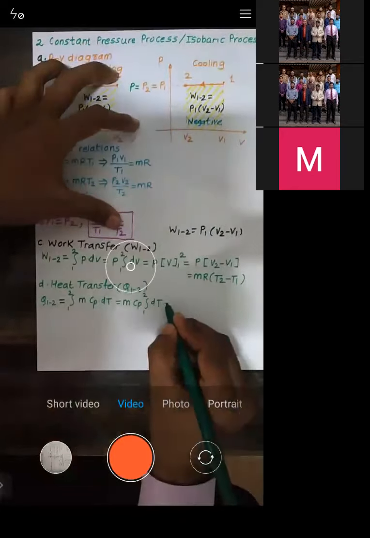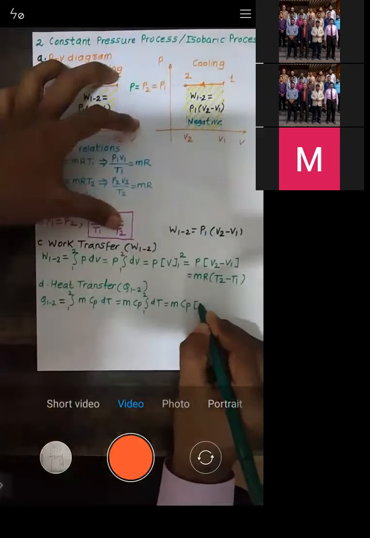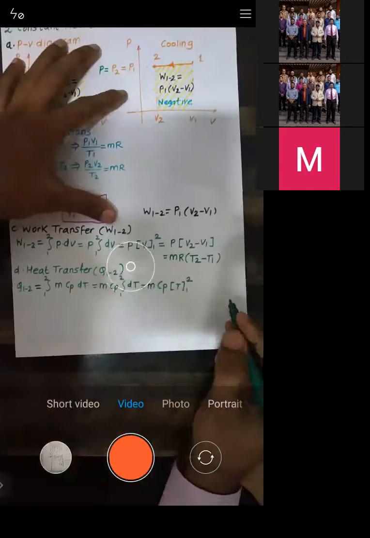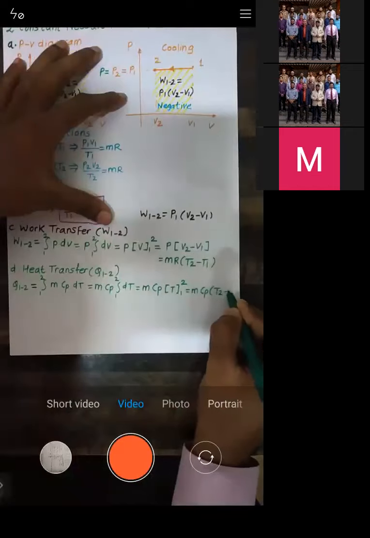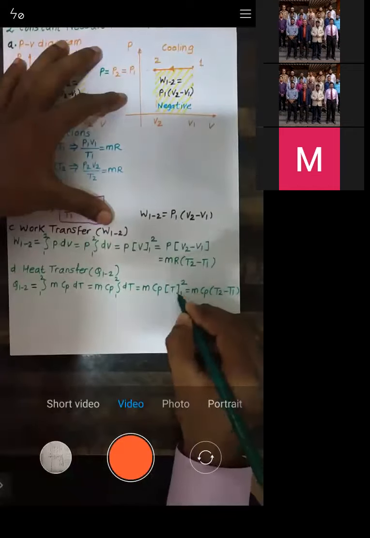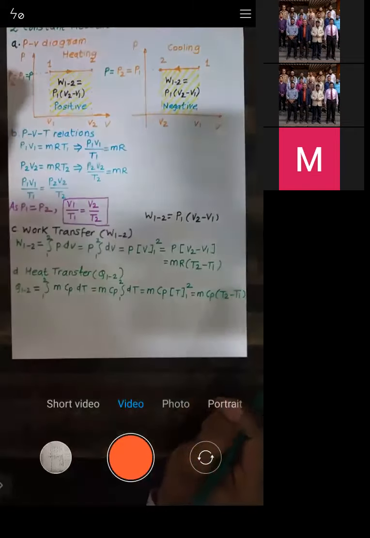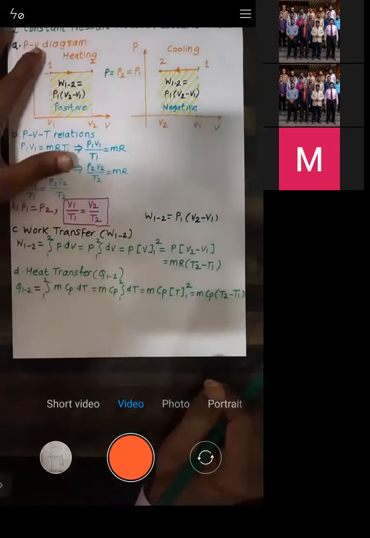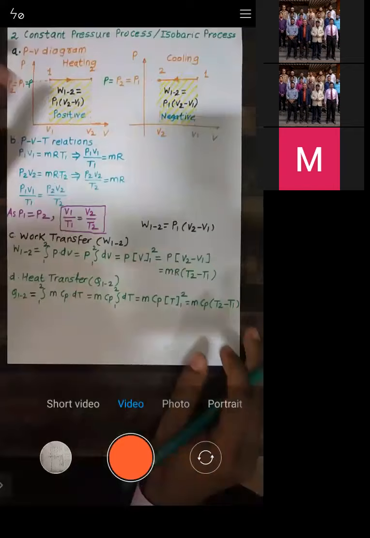So what we will get is mCp times the integration of dT, which is T, for the process 1 to 2. So we get mCp (T2 minus T1). We put the upper limit minus the lower limit. Is it okay? Yes or no? Let me know.